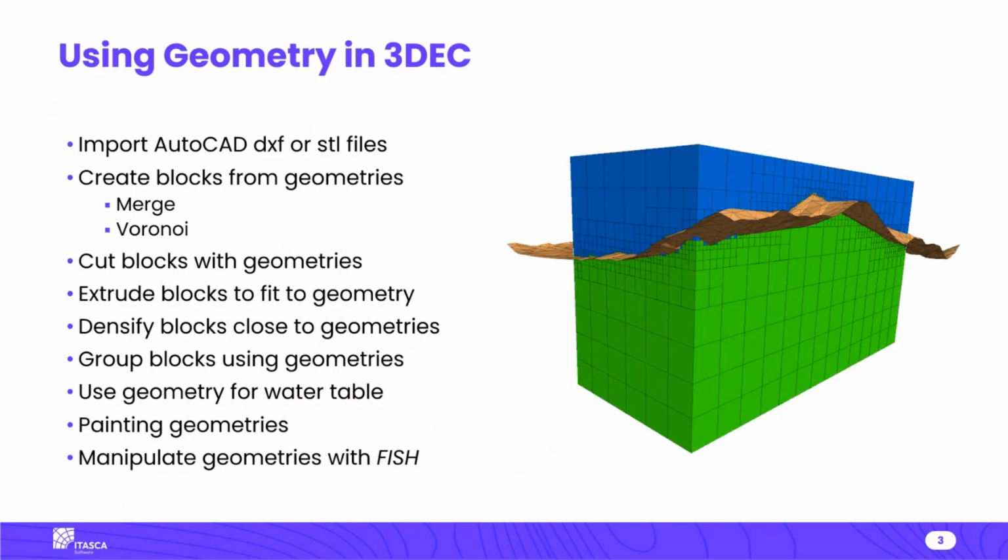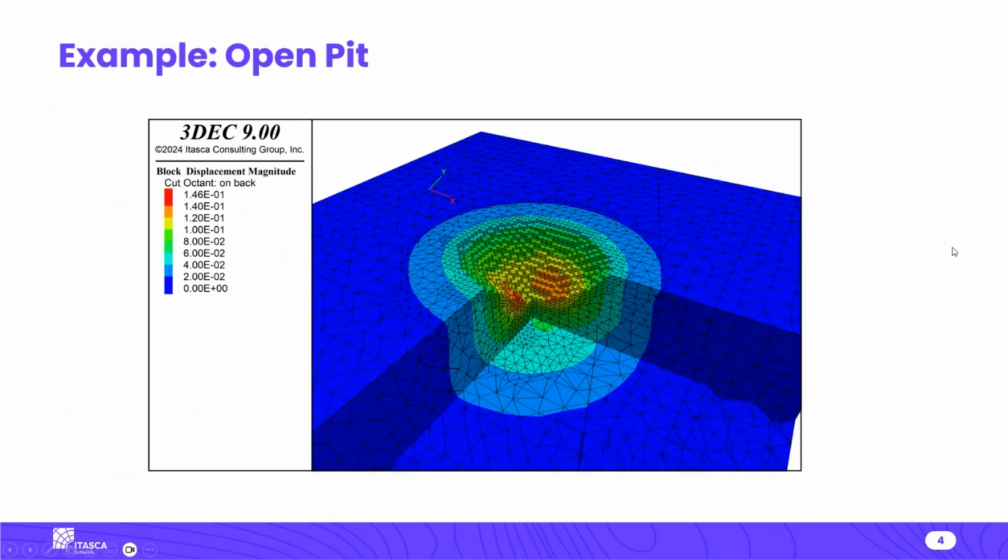I'm going to show a few simple examples of how you can use geometries, and then we've got a slightly more complicated example, which is a simulation of an open pit.